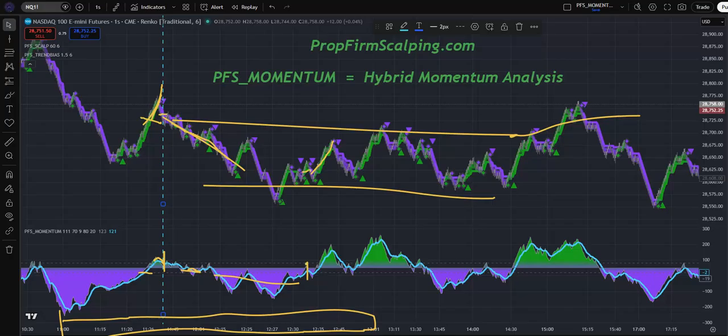Middle of the afternoon, choppy, but you do get a little bit of momentum out of it. Then it comes down here, and it closes below, a little bit of momentum. Spends some time in the zero line, then pierces back above the dash line. A little bit of momentum.